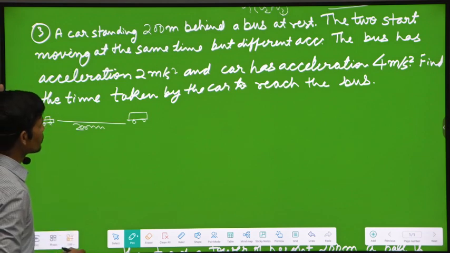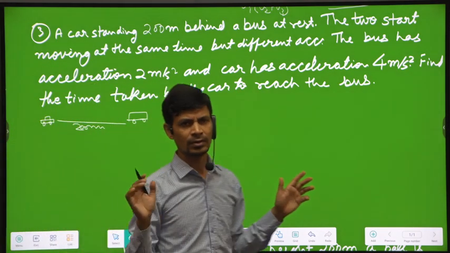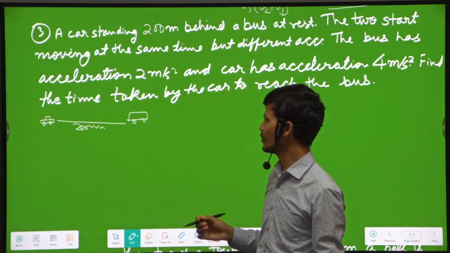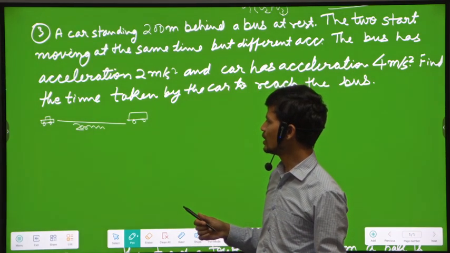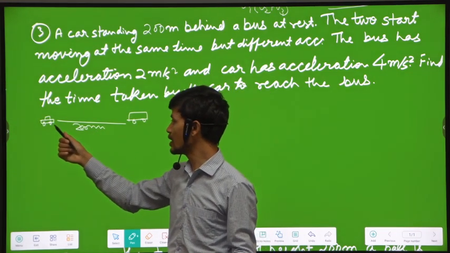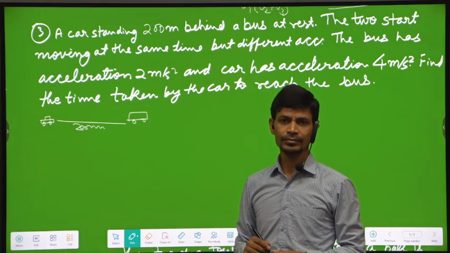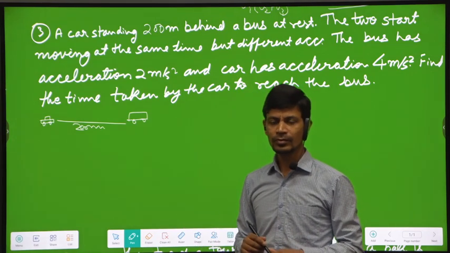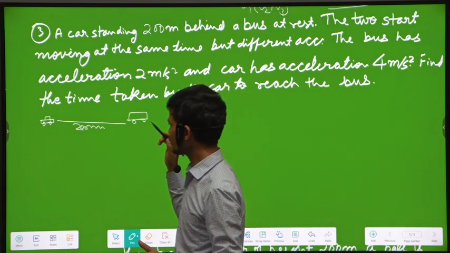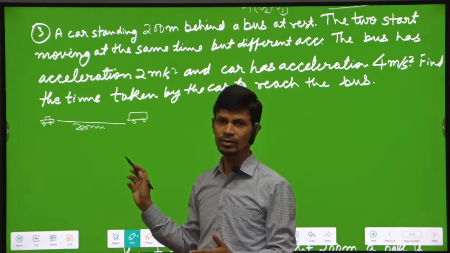So relatively, if you see this question from a different perspective, then the car has to travel only 200 meters to reach the bus. So what we can do is observe this motion with respect to the bus.